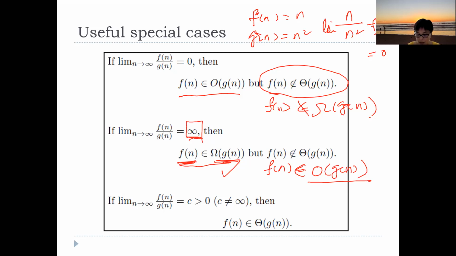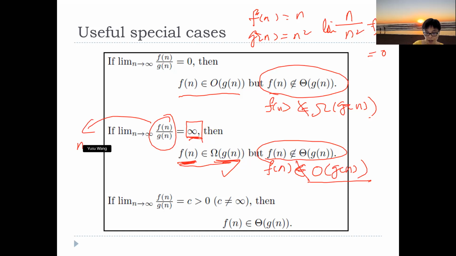Okay, it cannot be. And as such, f of n is not in the big theta of g of n. And if the limit goes to infinity, the example for this one would be that if your f of n is n squared and g of n is n, then clearly this holds. Now if the limit goes to a constant c, that means the two functions are exactly a constant factor of each other, so they're asymptotically the same. So that's why you have this relation.